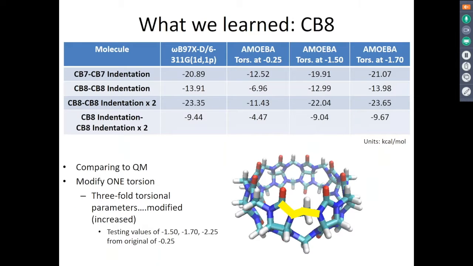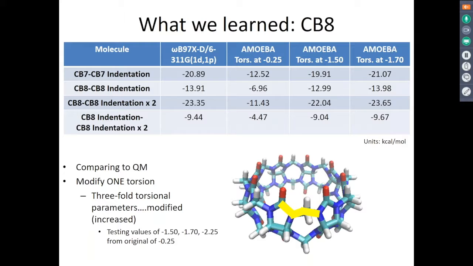So we turned to some quantum calculations. We ran some DFT calculations. We also ran some lower level MP2 and got comparable energetics. We looked at determining the energetic difference between a CB7 indented ring, as well as the CB8 with a single indentation and CB8 with a double indentation.